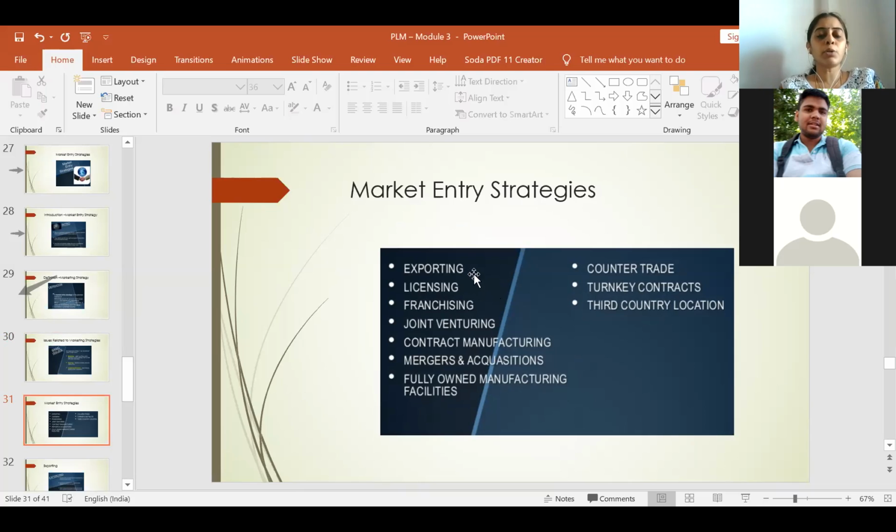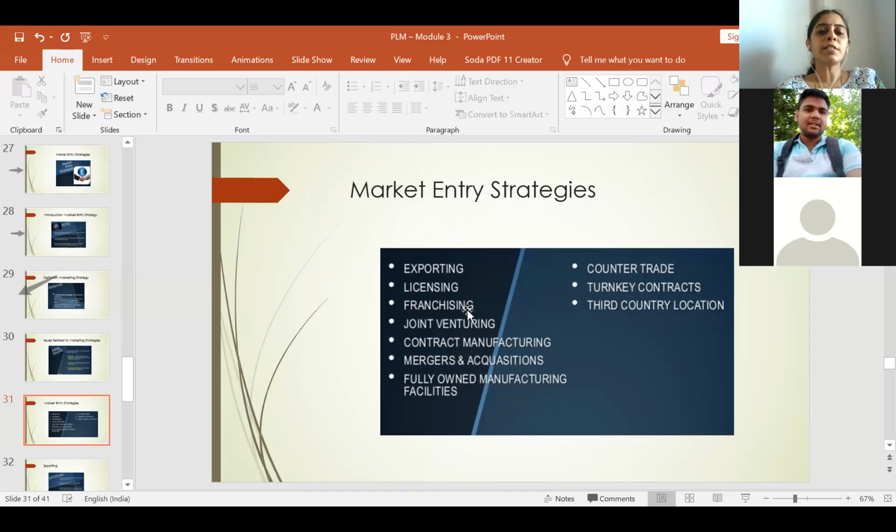One is related to exporting. If you are focusing on exporting to the market, you should follow the strategies of exporting. You also have to take care of how you are doing the licensing of the product when you are exporting. And franchising: a franchise you get for an existing thing when you want to open a number of branches.